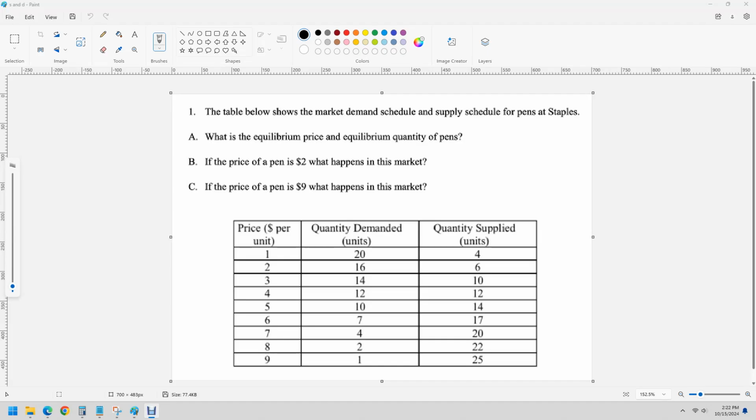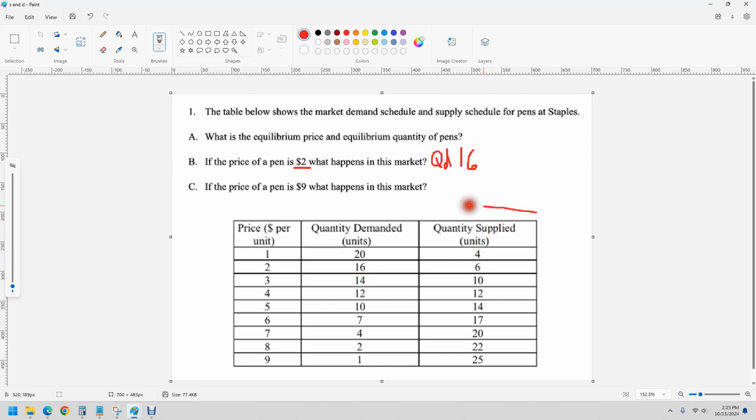In this video, we're going to answer some questions based on a demand schedule and a supply schedule. This part right here of this table, that is known as a demand schedule. We've got price and quantity demanded. At each price, it's the number that the consumers want to buy. So for example, when the price is 2, quantity demanded is 16. So in English, the consumers want to buy 16 units.